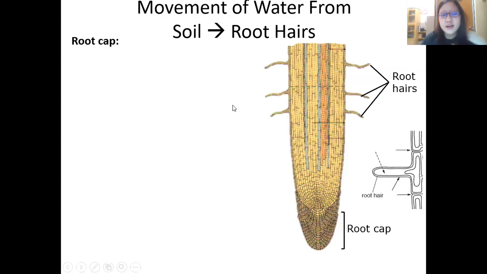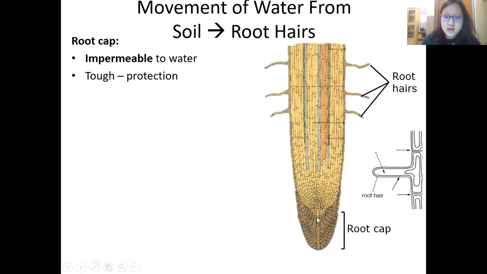Now, before we get there, let's talk a little bit about the anatomy of this root hair and root. This is a longitudinal cross-section of the root. You can see here is the root cap. The root cap, by the way, is impermeable to water. The root is actively growing in this region, and it needs quite a hard, tough tip in order to be protected and penetrate the ground.